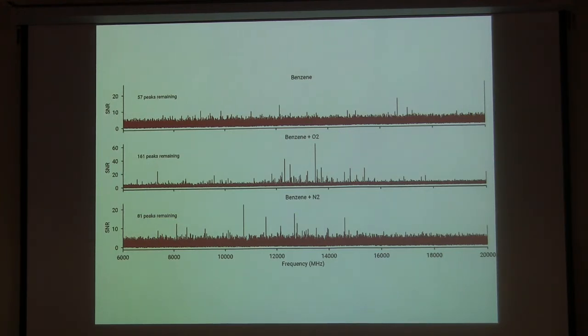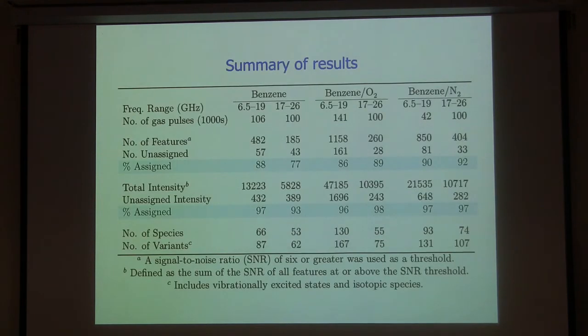So if we summarize, what have we found? This is the summary of the results. All this work is really distilled down into this table. We have the frequency range, 2 bands that mostly concentrate on the lower band, but we have higher band emissions, all 3. Then the number of features that we've observed, the number that we've assigned, and the percentage.